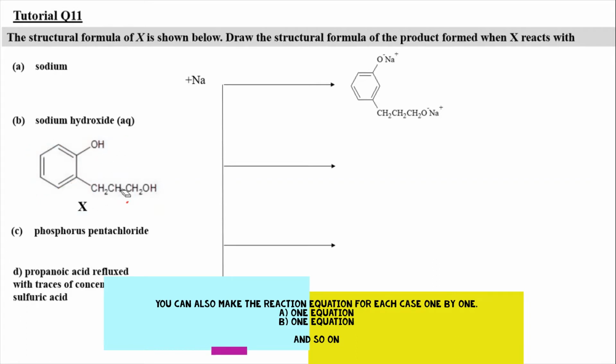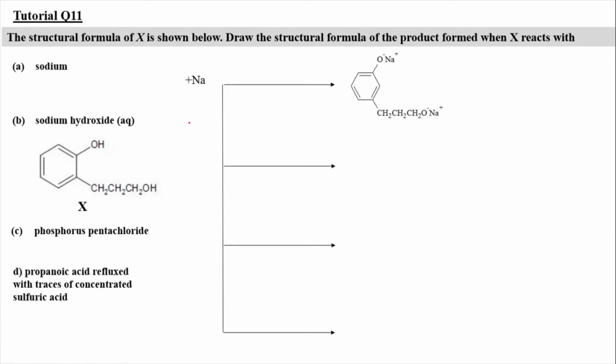Okay, and now we can also react the same structure here, which is X, with the sodium hydroxide. So sodium hydroxide has a formula of aqueous NaOH. Okay, so the sodium hydroxide is acting as a base, but it needs a strong acid in order for it to react. So the phenol part is more acidic in comparison to the alcohol, due to the stability of the phenoxide ion when it dissociates in water.